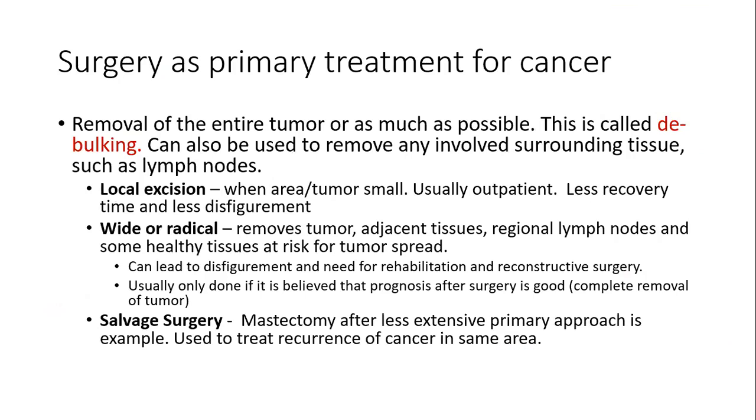When we're dealing with surgery, the removal of the entire tumor is called debulking. That's when they remove everything. It's also used to remove any involved surrounding tissues such as the lymph nodes. It's normal with our breast cancer women when they're doing a mastectomy. That's your salvage surgery, the mastectomy after a less intensive primary approach. So they need to go in and remove everything. That's a radical surgery, and they remove the adjacent tissues, the lymph nodes, and the tumor itself. Then a local excision is where they remove just a small amount of the tumor, and that's usually done on an outpatient basis. So know the difference between a local excision, a wide excision, and the salvage surgery.